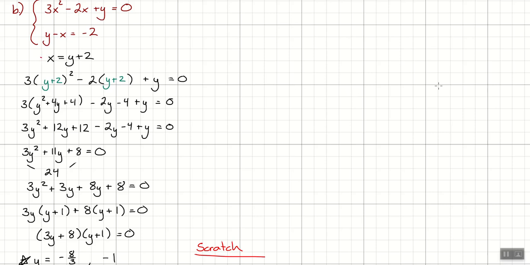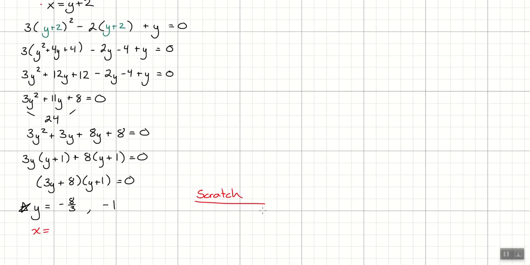Okay, so check it out. I'm going to plug in the y values that I found. The first one is negative 8/3. So I know that that would be x equals negative 8/3 plus 2. Now that's 6/3, right? So corresponding with this, I believe I get negative 2/3. Is that correct? And you guys got the same.